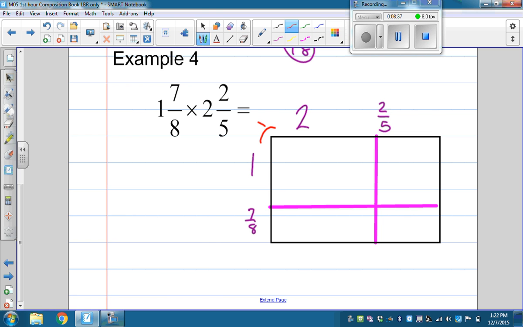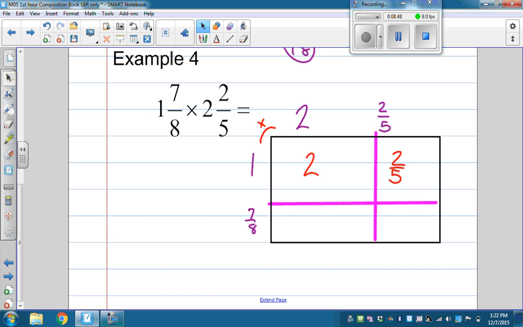So 1 times 2 is 2. 1 times 2/5 is 2/5. 2 times 7/8 is 14/8, which is also equal to 1 6/8, or 1 3/4. So I just simplified.